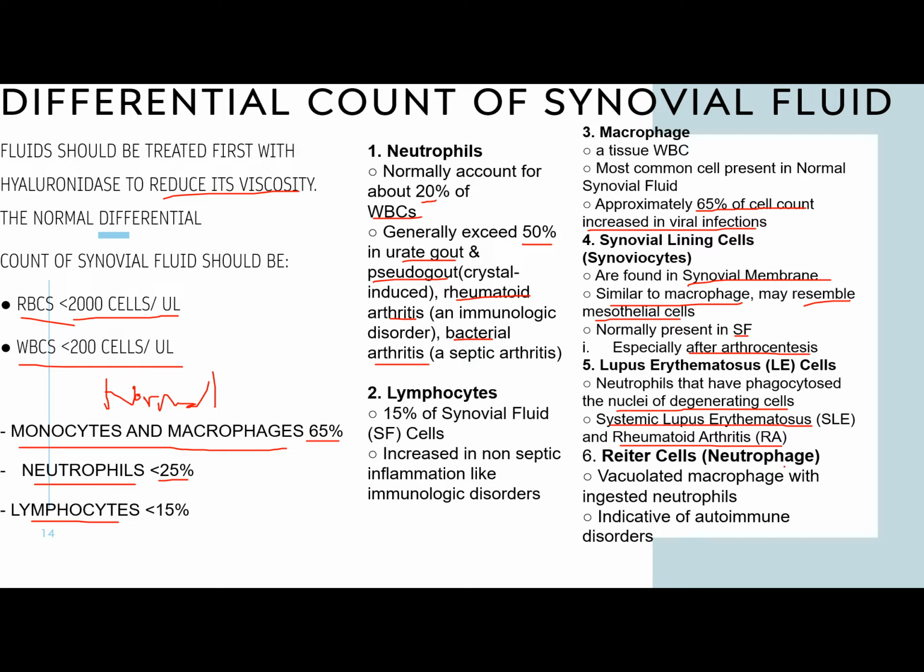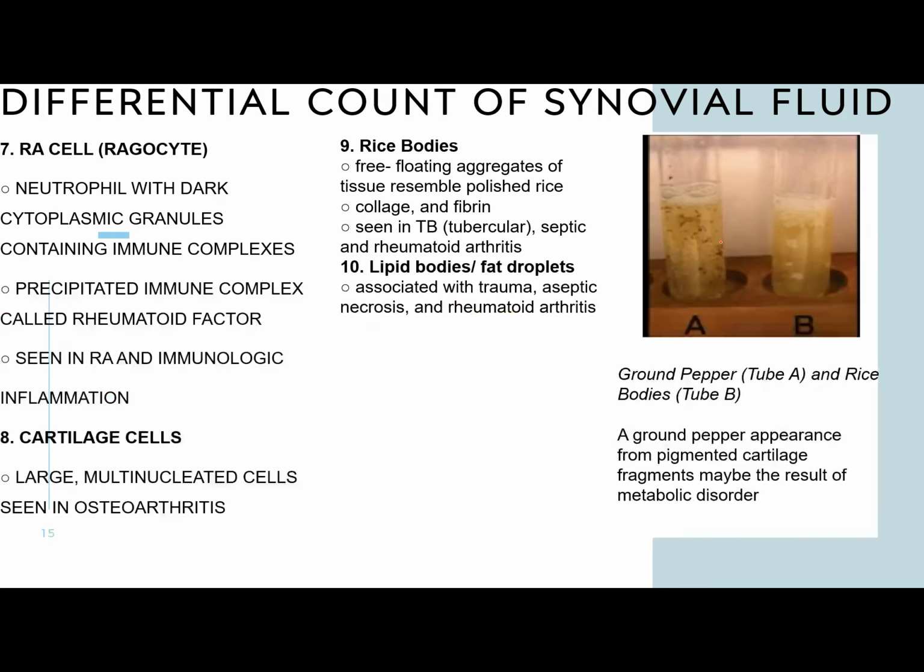Then we have your Reiter cell or the neutrophage. This is a vacuolated macrophage with ingested neutrophil, indicative of autoimmune disorders. Then we have your RA cell or your ragocyte. Ragocyte, class, please take note, is a neutrophil with dark cytoplasmic granules containing immune complexes. Precipitated immune complex called rheumatoid factor, seen in rheumatoid arthritis and immunologic inflammation.